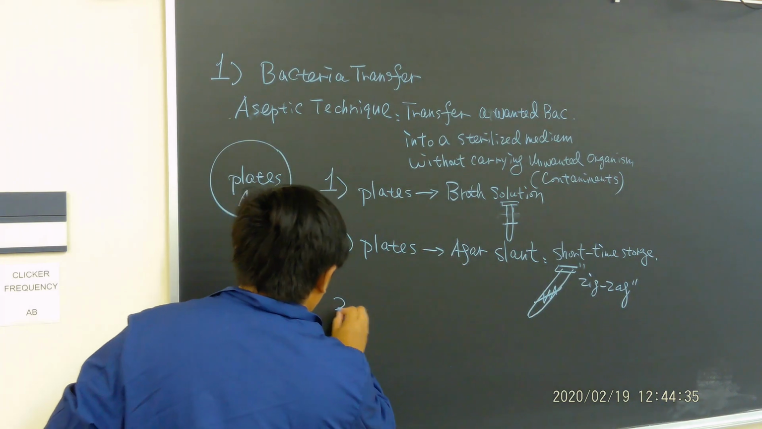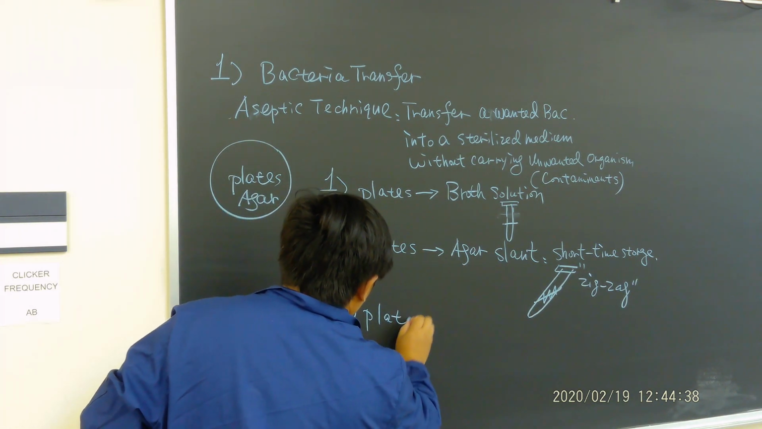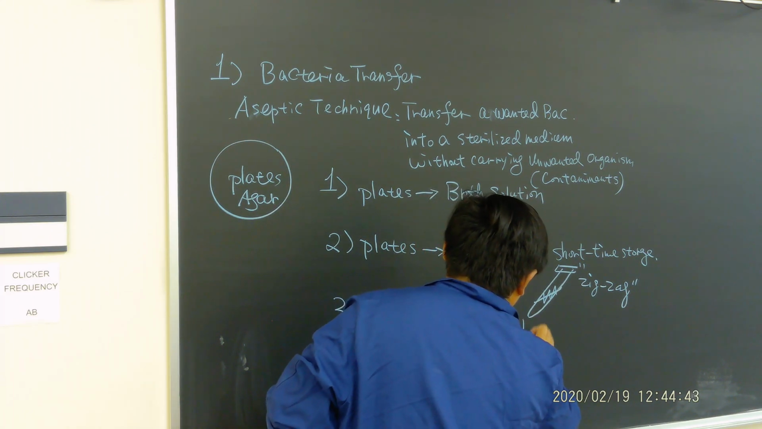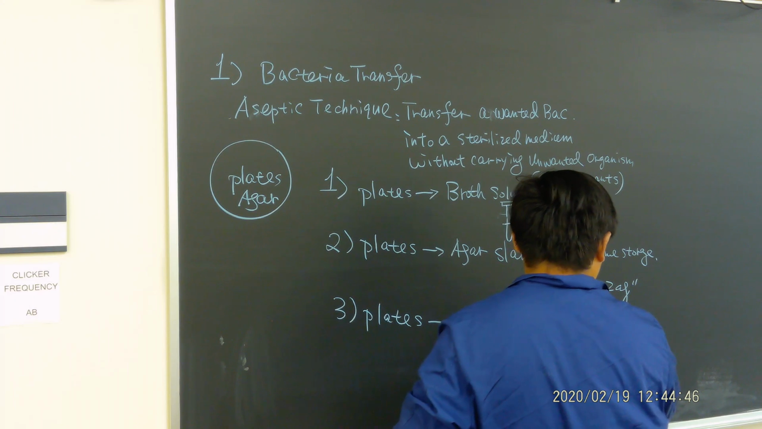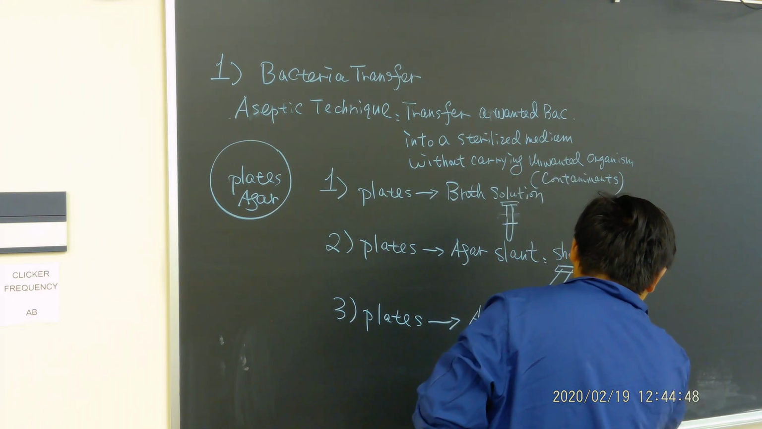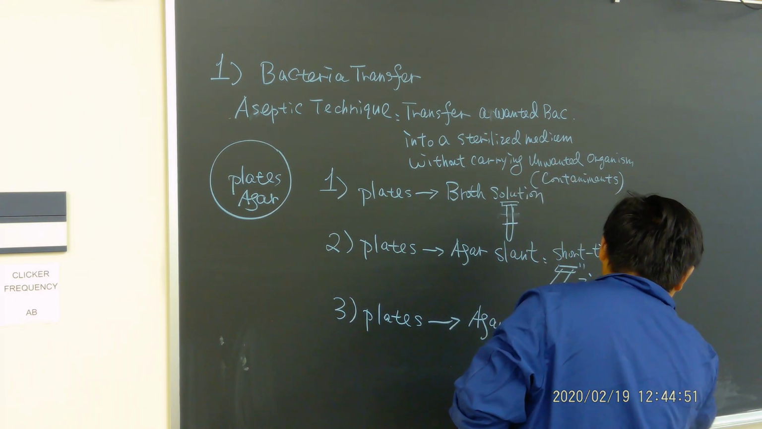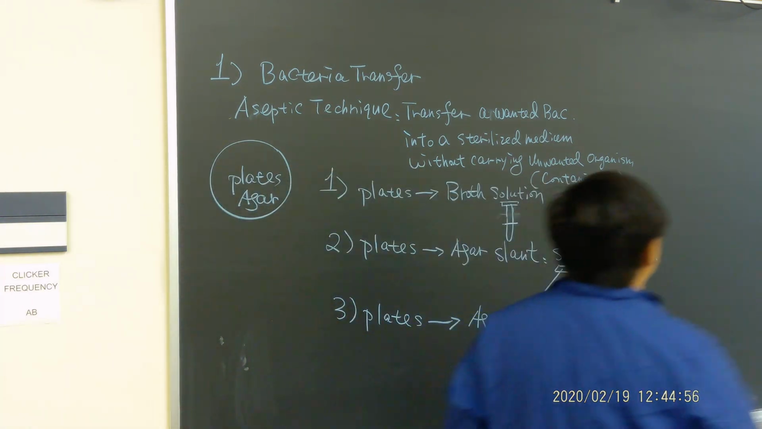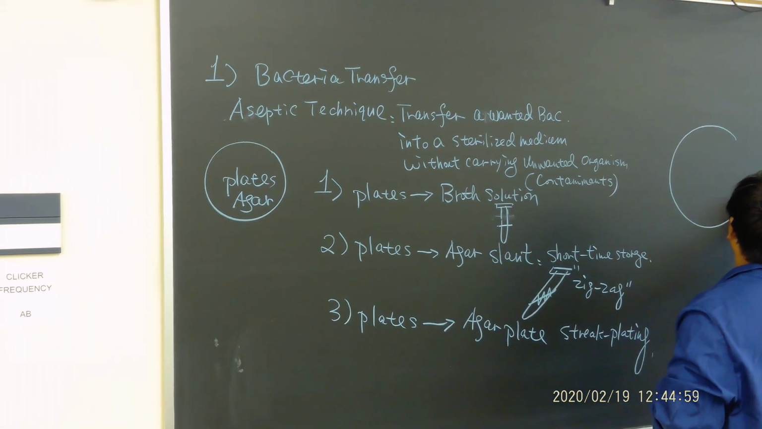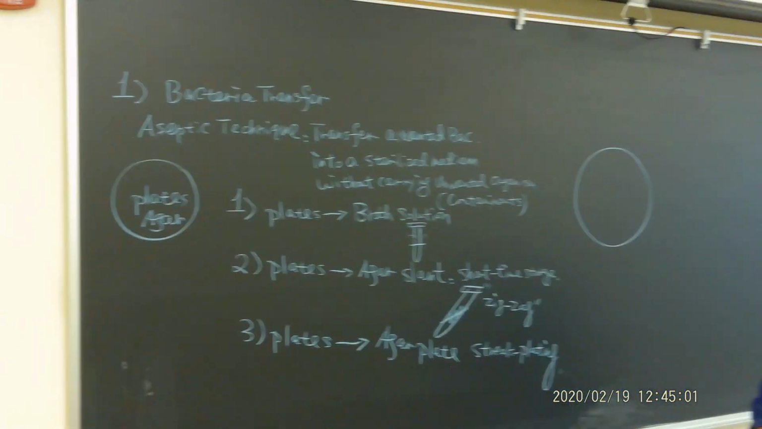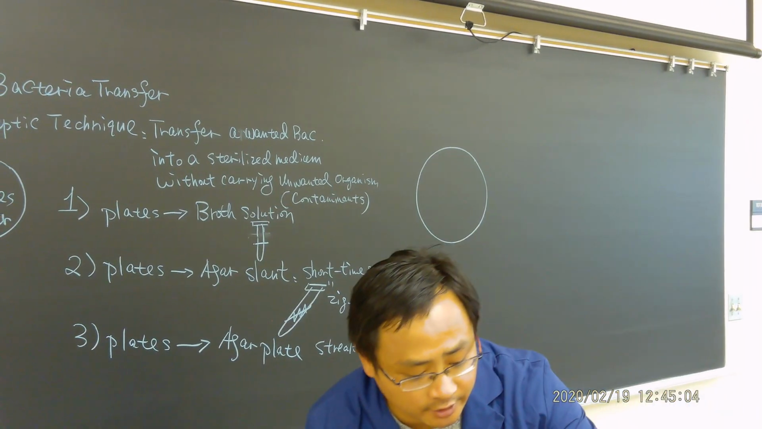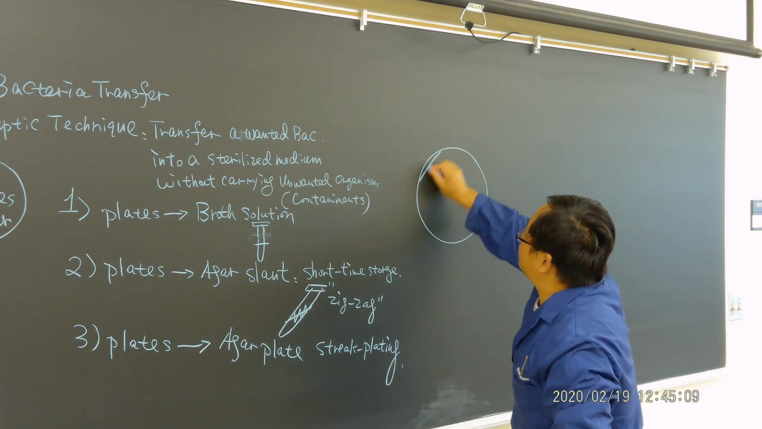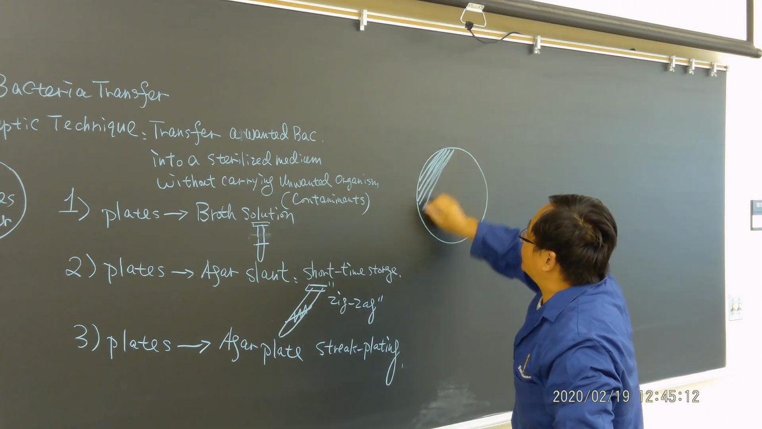Now number 3, we will go from a plate to also an agar plate. This is what we call streak plating. Okay, so how do you do streak plating? I did that, but maybe in the video you didn't see it clearly. So you pick the colony from here. Let's say you pick E. coli.